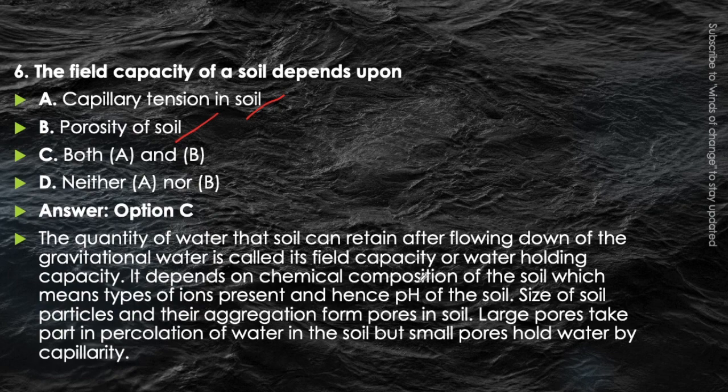It depends on the chemical composition of the soil, which means the type of ions present and hence the pH of the soil also. The size of the soil particles and their aggregation form pores in the soil. That is why porosity is required. Large pores take part in the percolation of water in the soil, but small pores hold water by capillary action. This line is very important. Small pores hold water by capillary action, which is finally utilized by the plant. Okay, these are mainly the useful amount of water.